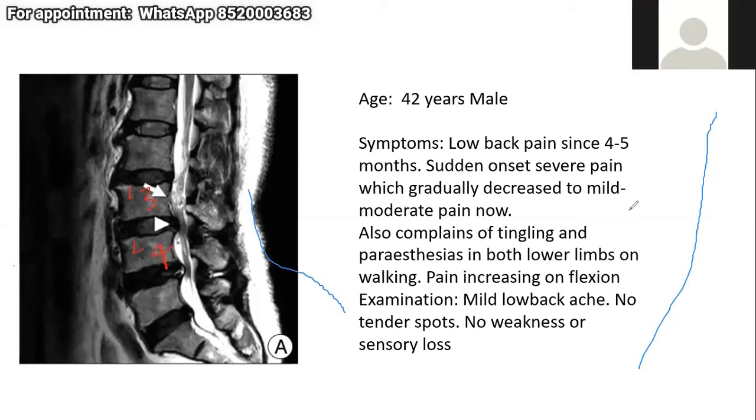It might be there because there's a complaint of tingling and paresthesias in both the lower limbs and the pain. Okay, the tingling sensation and paresthesia. So this patient has symptoms of disc prolapse. He has no symptoms of facet arthritis. Does he have symptoms of canal stenosis? There's pain increasing on flexion, so that might be suggestive of that, if I'm not wrong.